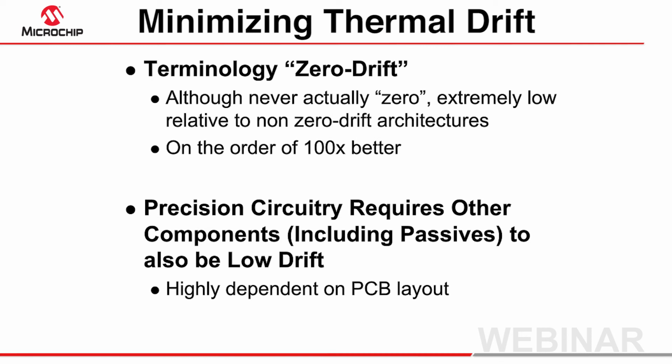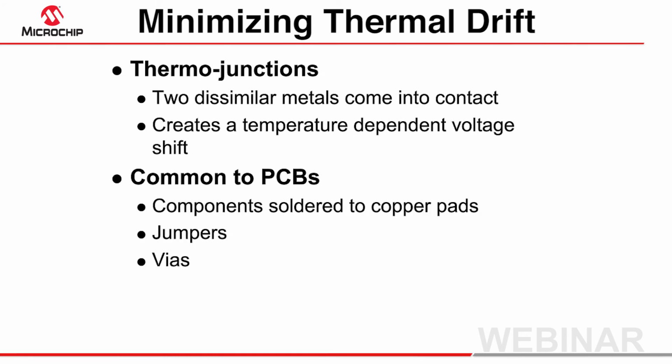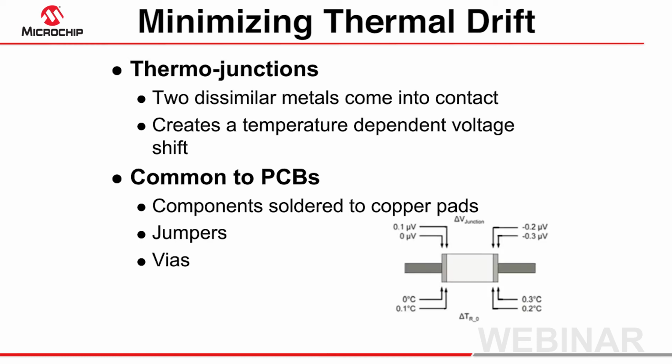But to realize the performance benefits of such devices, high-precision analog designs must also pay attention to the rest of the circuitry and follow sound PCB layout techniques. When two dissimilar metals come into contact and that junction is heated, a voltage shift will occur. This is commonly known as the Seebeck effect and is the basis of how thermocouples are used to measure temperature. However, there are lots of unintended thermal junctions on a typical printed circuit board, such as components soldered to a copper pad, vias, jumpers, connectors, and so forth. Consider a typical copper trace with a surface mount resistor.